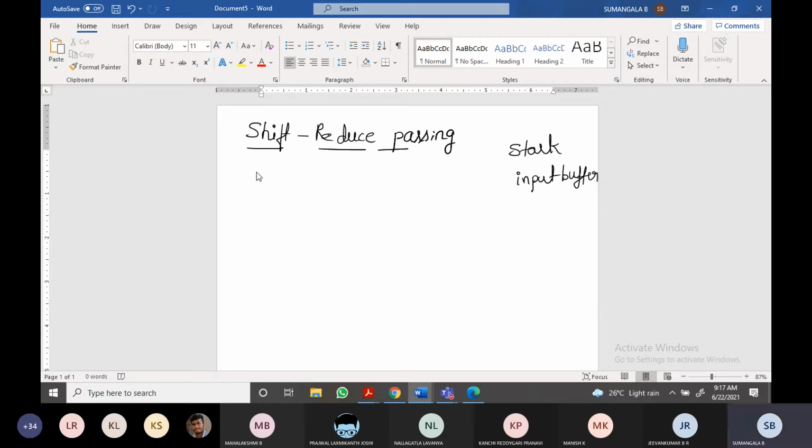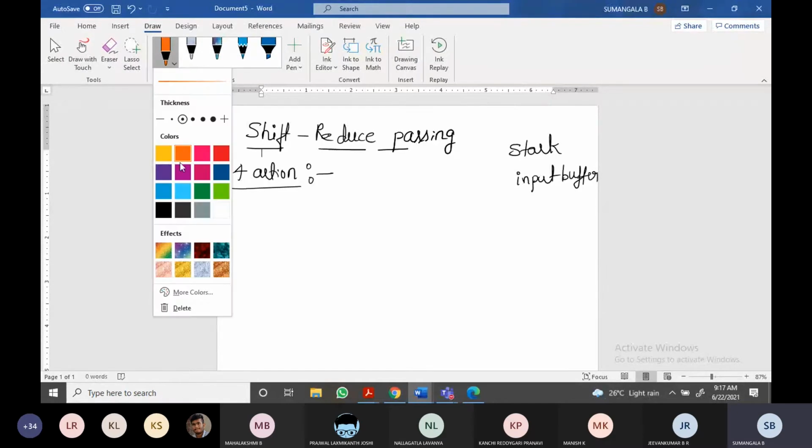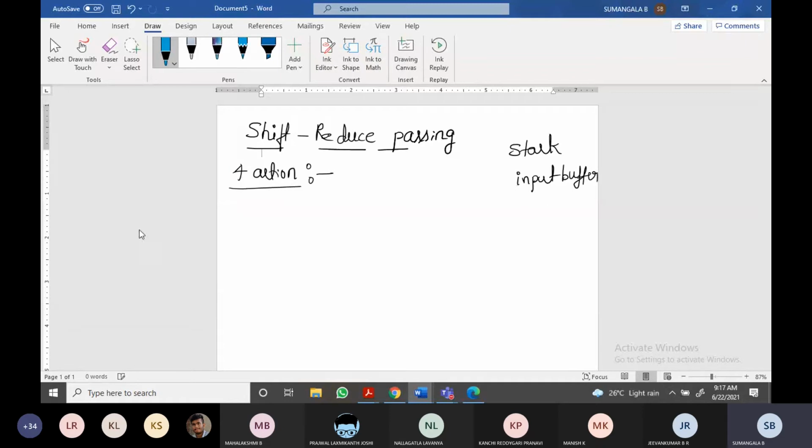Okay, in this shift reduce parsing there are four actions. Sometimes they will ask this question in the theory part also along with the problem. As I told you, first listen, later you take down. In this bottom up approach, the first action will be shift.